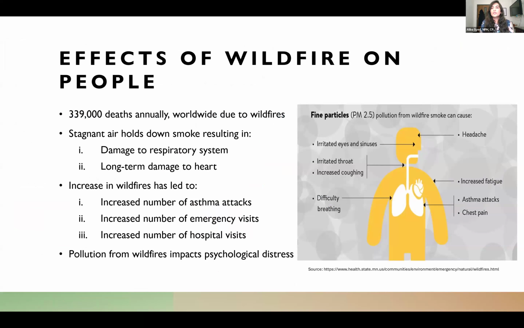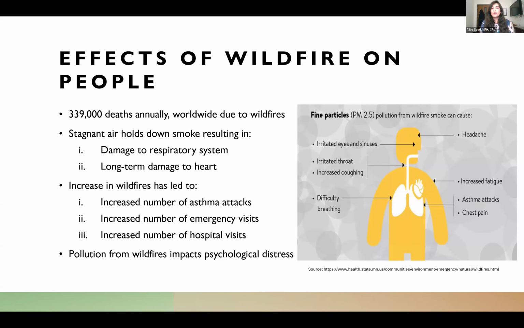In the western United States, fires create layers of stagnant air that holds down smoke in areas where people breathe. This results in airborne particles entering one's body, harming their respiratory system. Smoke from fire also contains carbon monoxide, which can cause long term damage to one's heart.